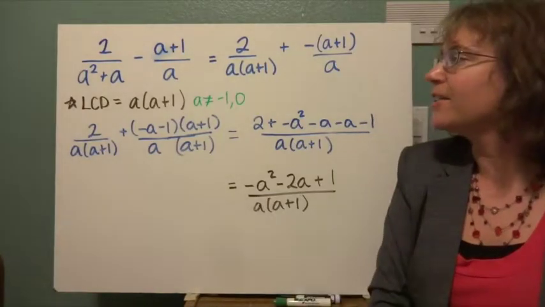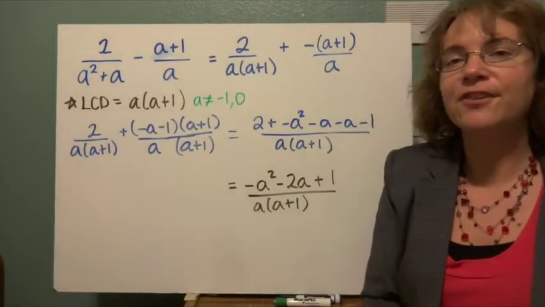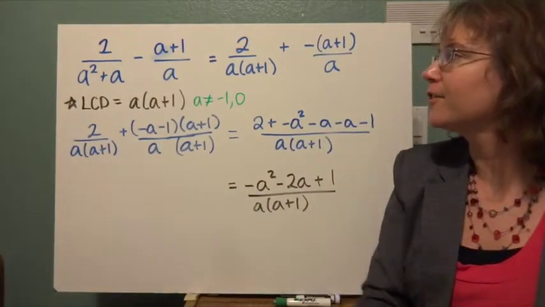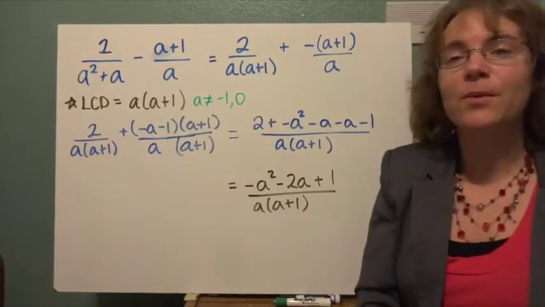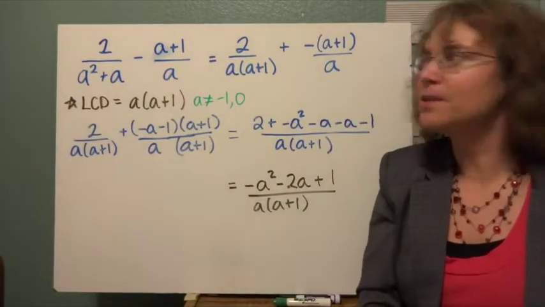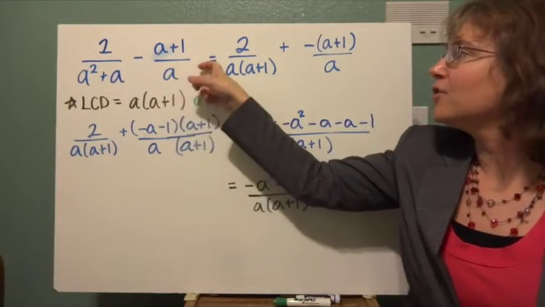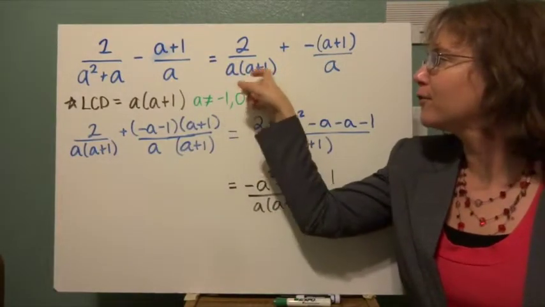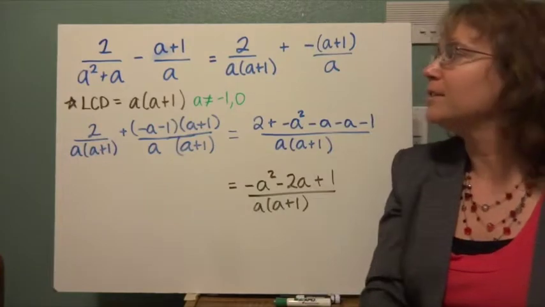Okay, so let's look at another example. And this one you're factoring out. When you're factoring, you factor out the GCF, the greatest common factor. So I have 2 over a squared plus a minus a plus 1 over a. So that's equal to just factoring the denominator. That will help us find our factors that we need for our least common denominator.